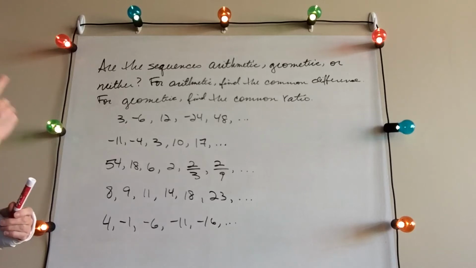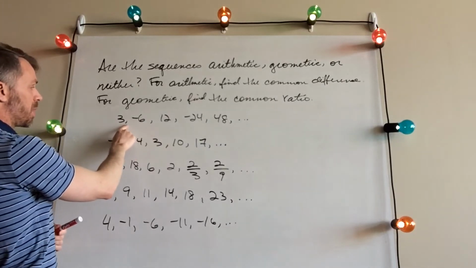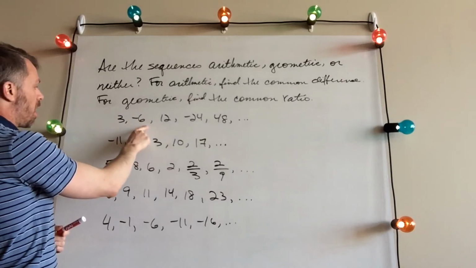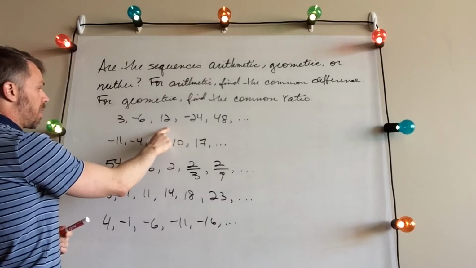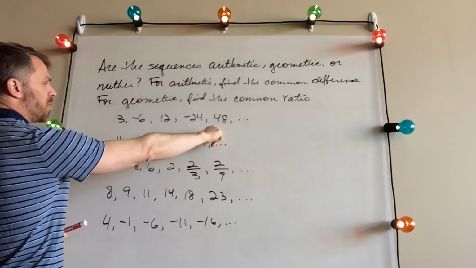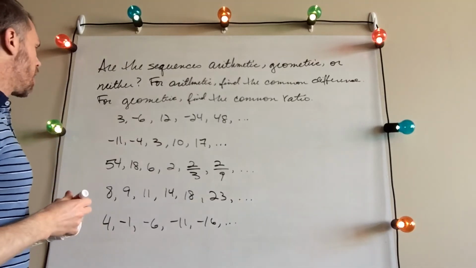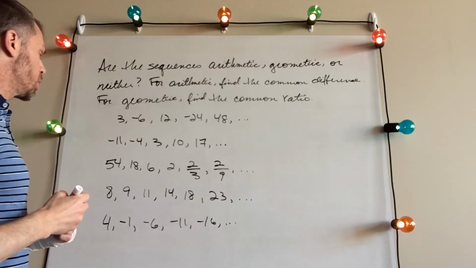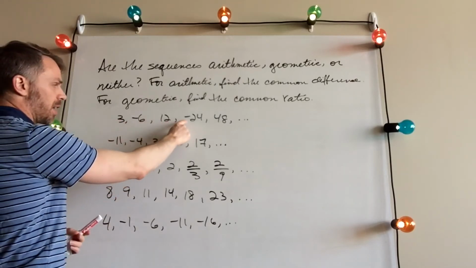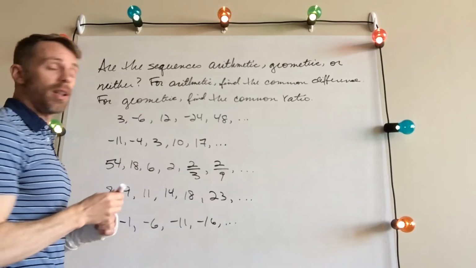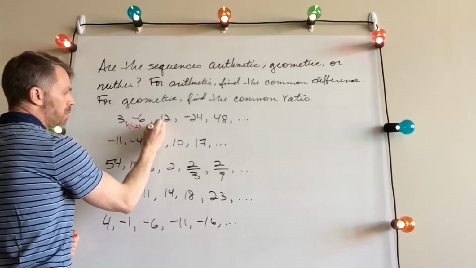All right, so let's take a look at our first one. What do we do to get from 3 to -6? That will also work to get from -6 to 12, 12 to -24, -24 to 48. Looks like we're multiplying by 2, but positive, negative, positive, negative, positive. So it looks like we are multiplying by negative 2.